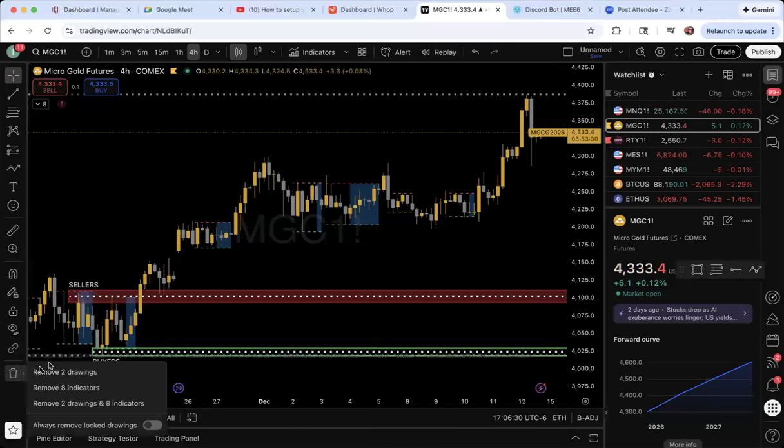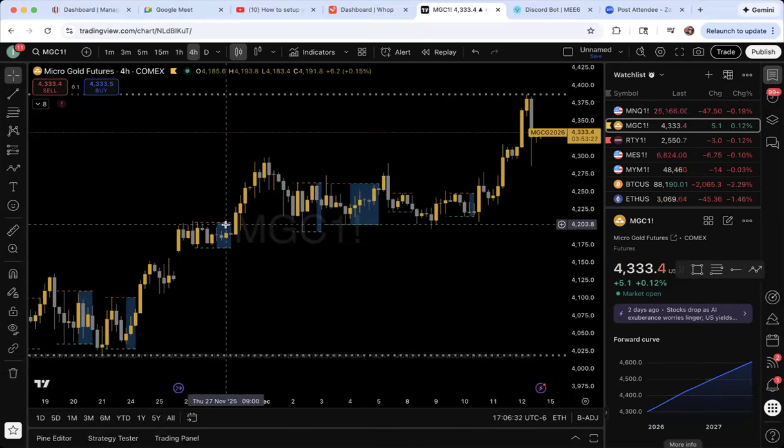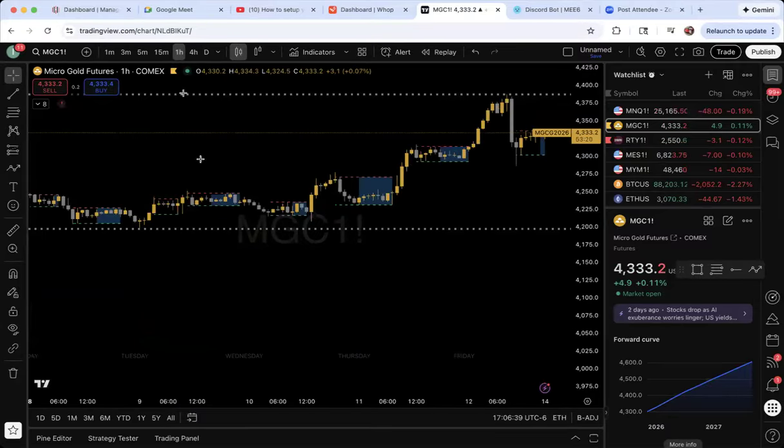So I'm gonna erase everything and go to the hour time frame. Whenever I do my charts, I always erase everything and do it again just for muscle memory to practice. So that was on a 4 hour. Let's go to the 1 hour. See what we look for.